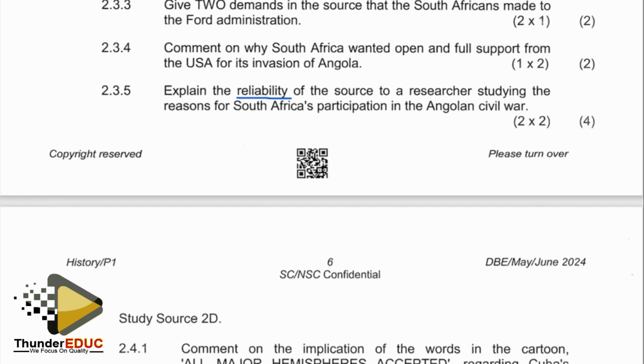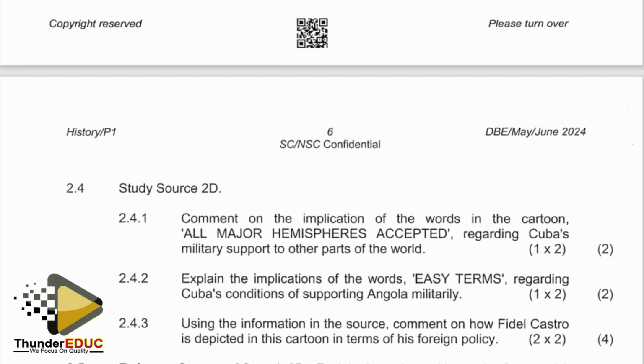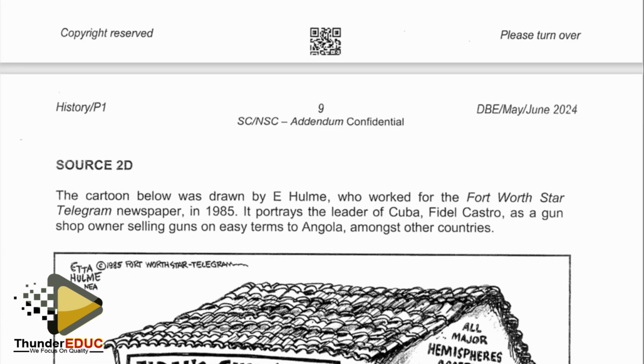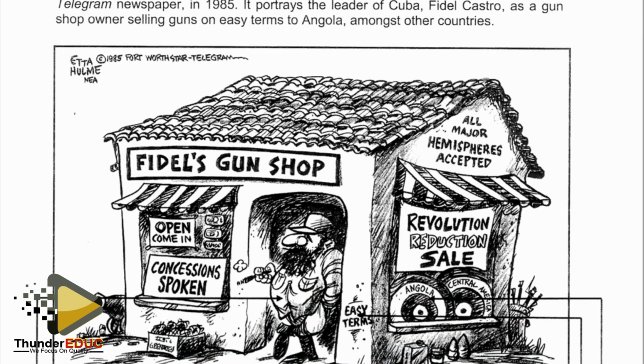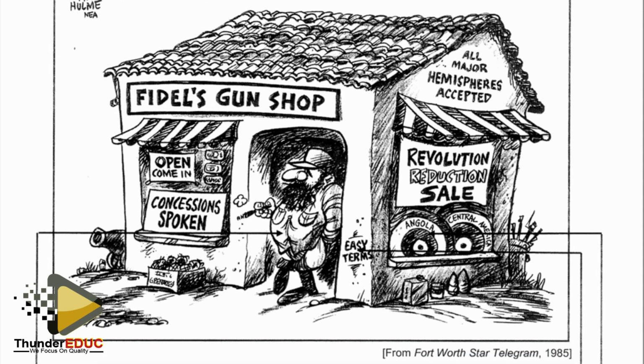Right, we move on to the next question. It's question number 2.4.1. Comment on the implication of the words in the cartoon: all major hemispheres accepted, regarding Cuba's military support to other parts of the world. Right, we are now looking at source 2D. It's written here, all major hemispheres accepted. This is a gun shop run by Fidel Castro, the leader of Cuba. So what is the implication if the shop is labeled all major hemispheres accepted?